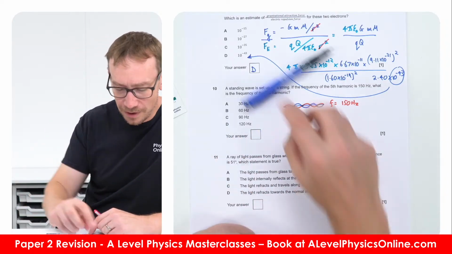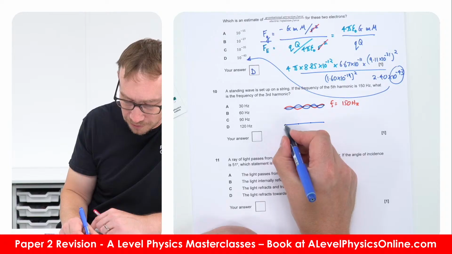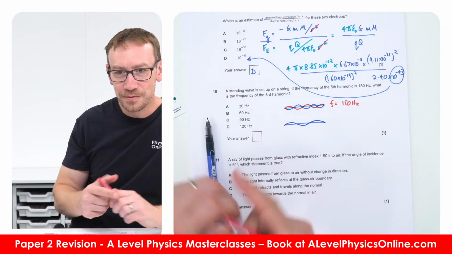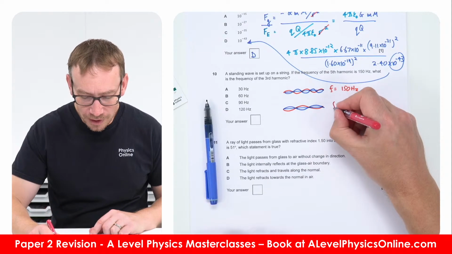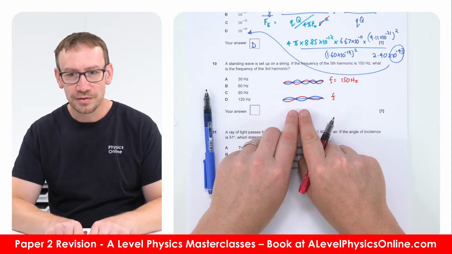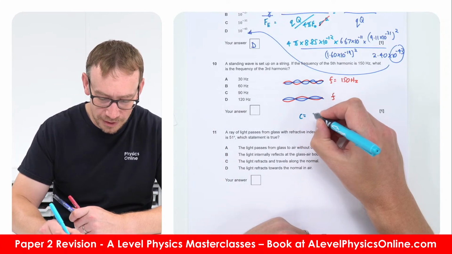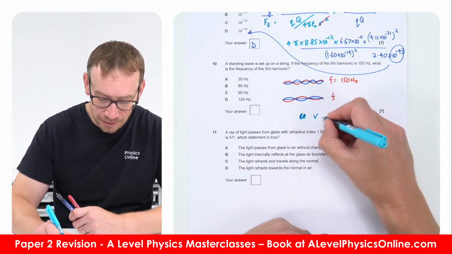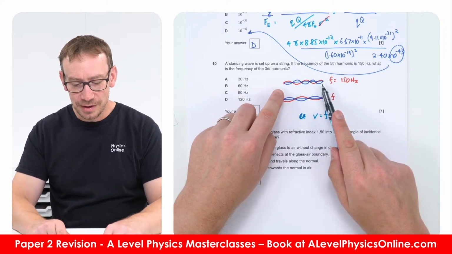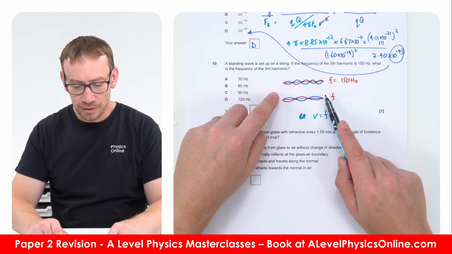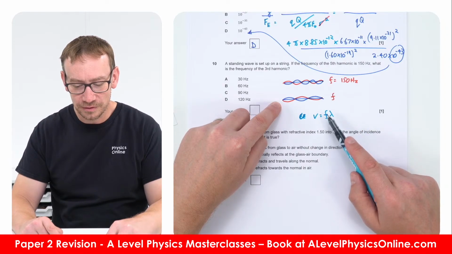Of course, if we now have the third harmonic, we'd have fewer nodes and the wave would look like this. I've drawn a lot of waves recently for standing waves on a string. What we don't know is the frequency, but what we can see is the wavelength has increased. Now, of course, we know that the wave speed is equal to f lambda. And as we've gone to a longer wavelength, this has got bigger, so that means the frequency must decrease in size.